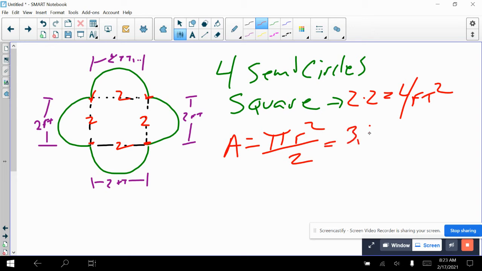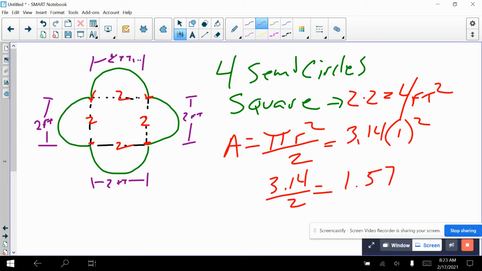Okay, so 3.14. What's the radius? How many of you are going to put 2? A lot. The radius is 1. So 3.14 times 1 squared equals 3.14, divided by 2.